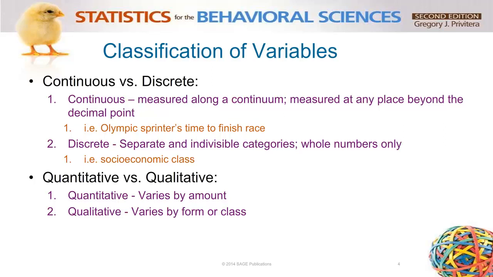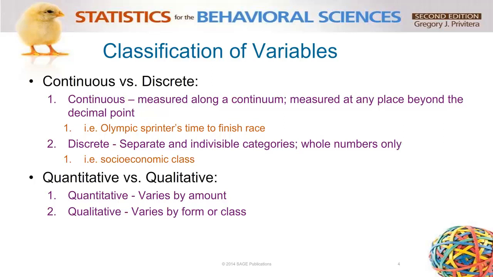We can do correlation, we can do regression, we can do ANOVAs, we can do t-tests using this, and then of course some more advanced stuff that I won't bother you with in this course. With discrete, we have separate and indivisible categories, whole numbers only. So socioeconomic class, maybe we have some rankings there. Gender would be considered a discrete variable. So male, female.